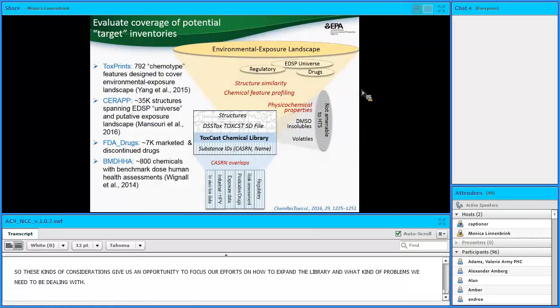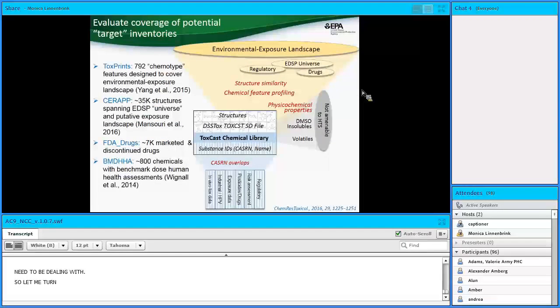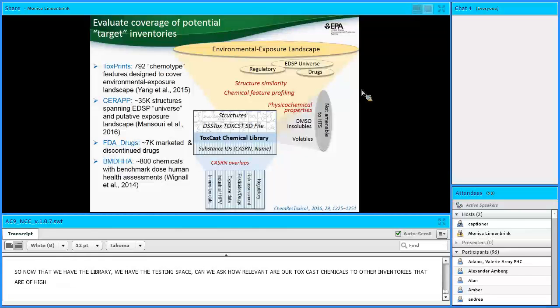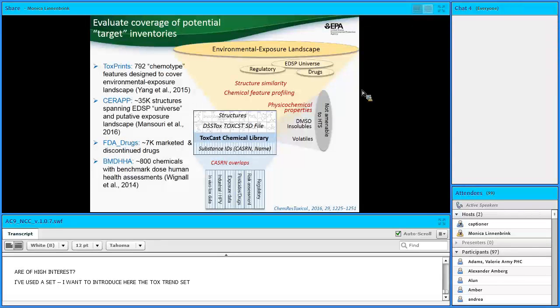So let me turn now to evaluating the coverage of our potential target inventories. Now that we have the library, we have the testing space, can we ask how relevant are our ToxCast chemicals to other inventories that are of high interest? I want to introduce here the ToxPrint set. It's actually 729, not 792. This is a fingerprinting method. These are chemical substructural features.